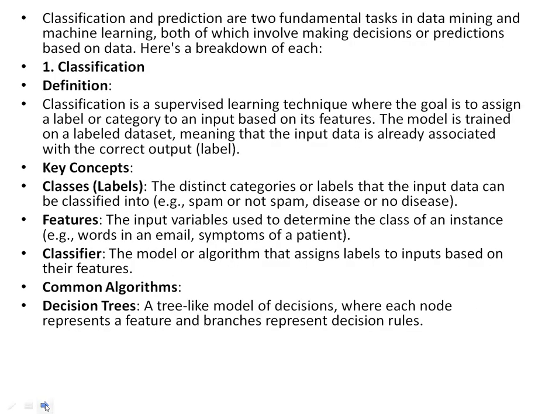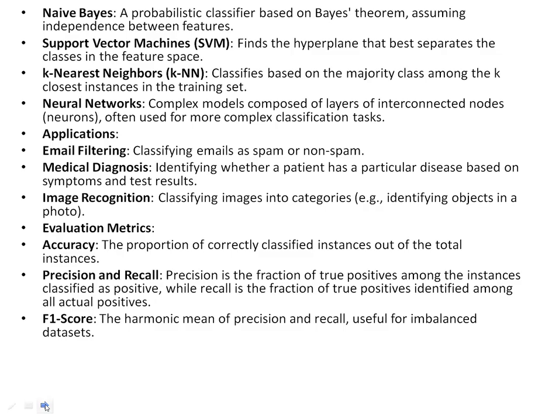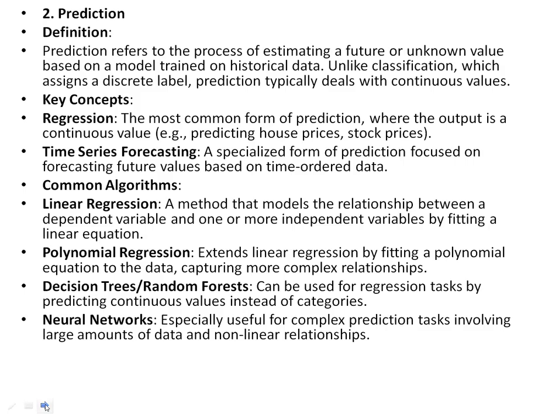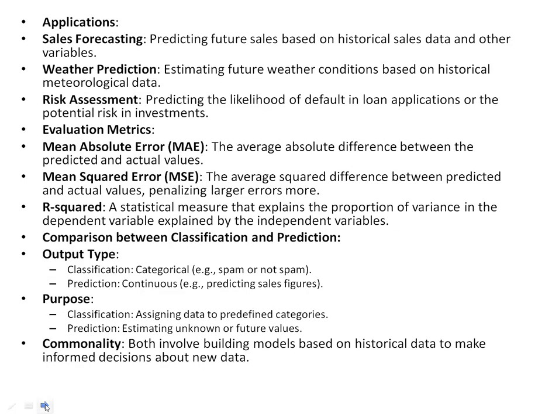And the classification, we have the definition, key concepts of classes and classifier, and common algorithms: decision tree, Naive Bayes, support vector machine, KNN, and neural networks. Applications are email filtering, medical diagnosis, and image recognition, with evaluation metrics such as accuracy, F1 score, and precision. And for regression, time series forecasting, linear regression, polynomial regression, decision tree, random forest, and neural networks. Applications are sales forecasting and risk assessment, with evaluation metrics of mean absolute error, mean squared error, and R-squared. It allows comparison between classification and prediction.